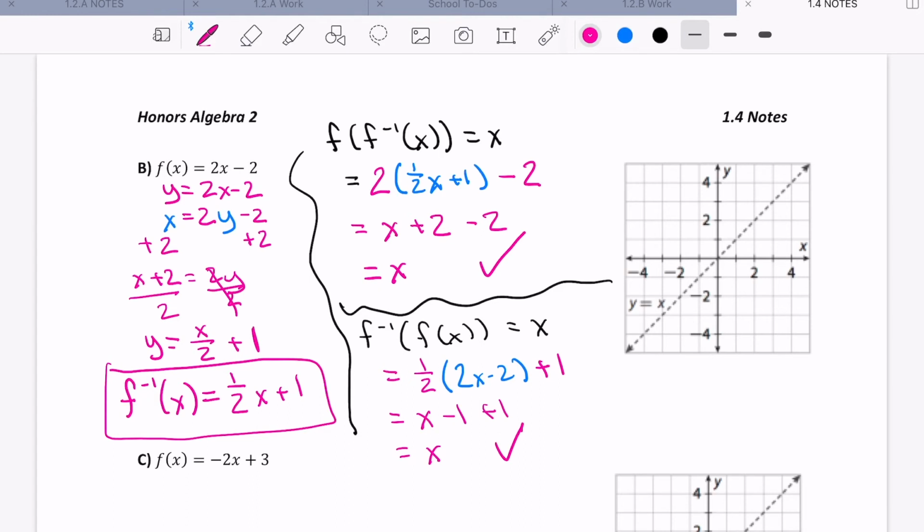Now we are going to create our table of values. And for your table of values, really, you can pick any points that you want to use for x.